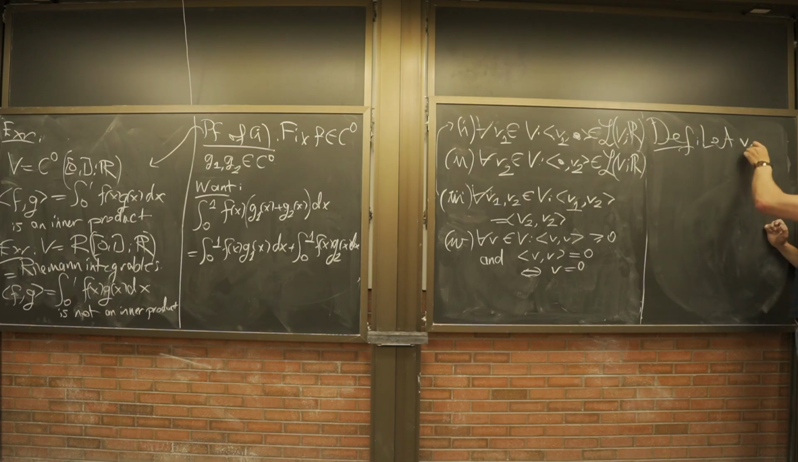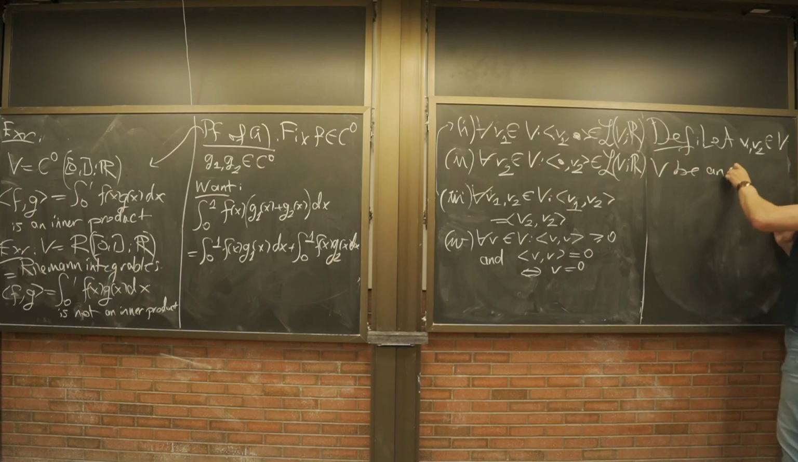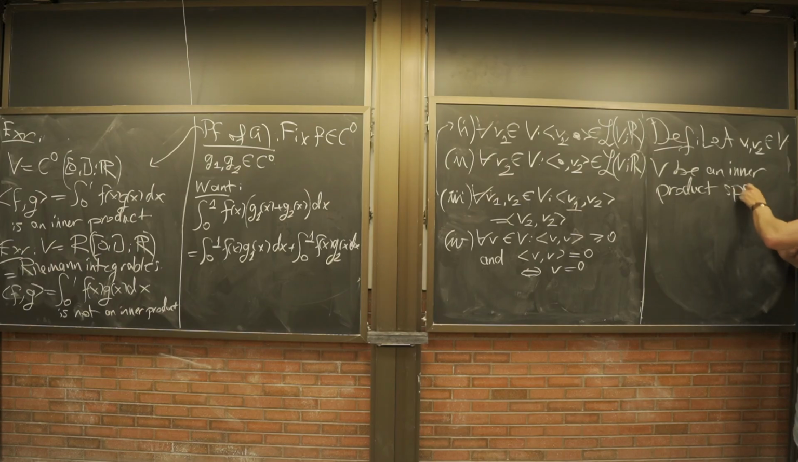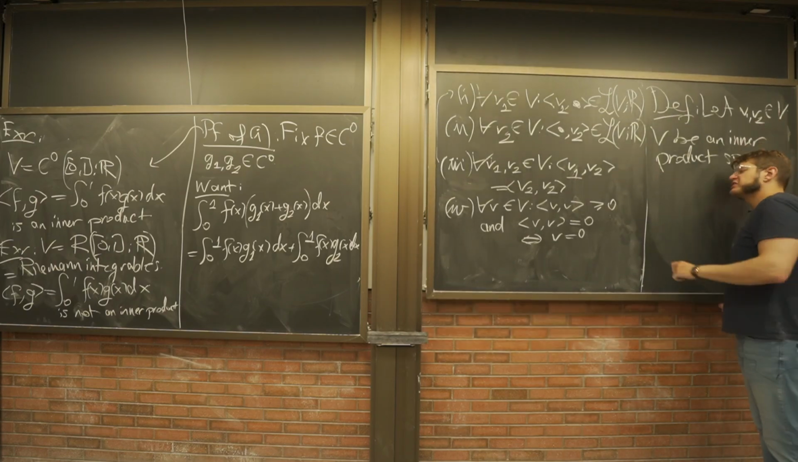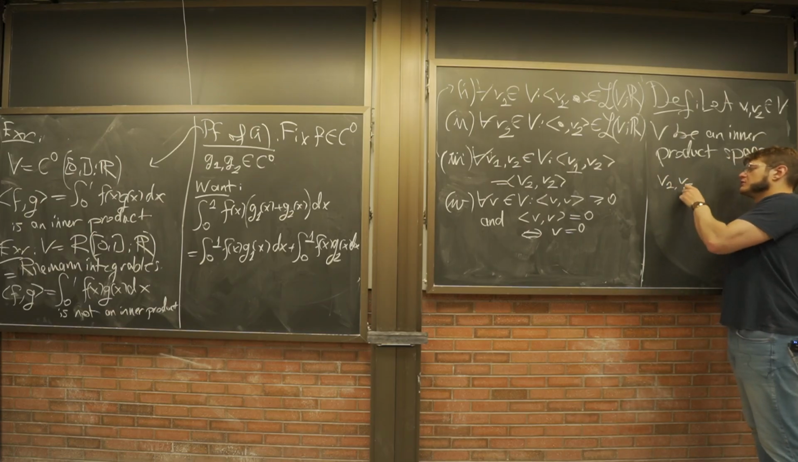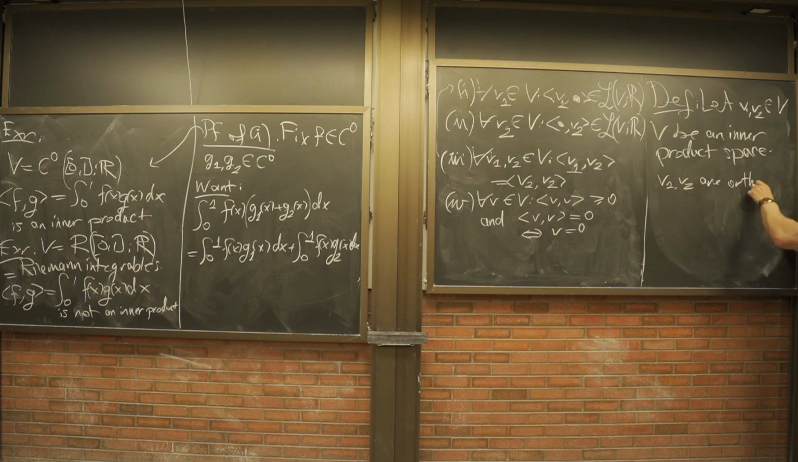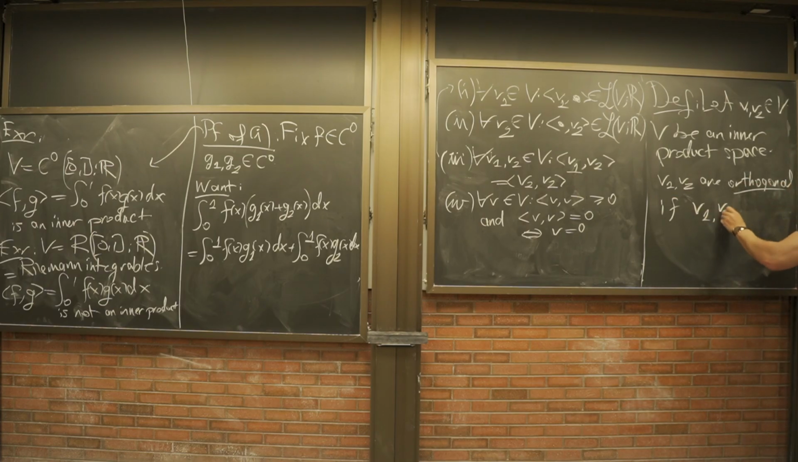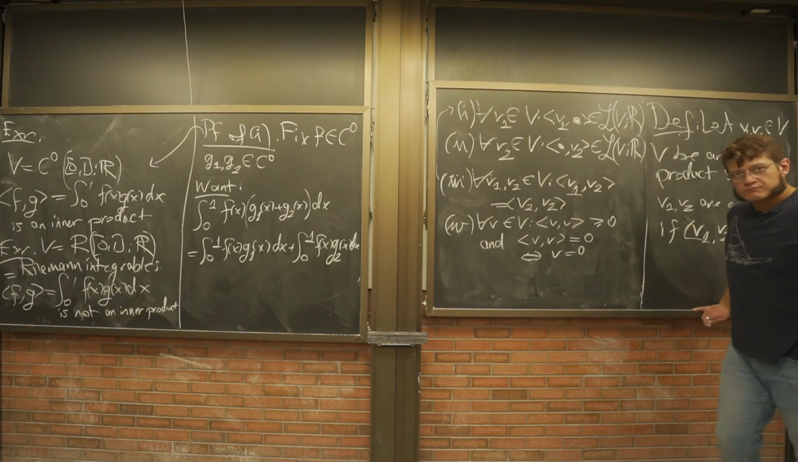Let v1, v2 be two vectors in an inner product space. And I'm going to call v1 and v2 orthogonal if their inner product is 0. Orthogonal is the same thing as perpendicular.